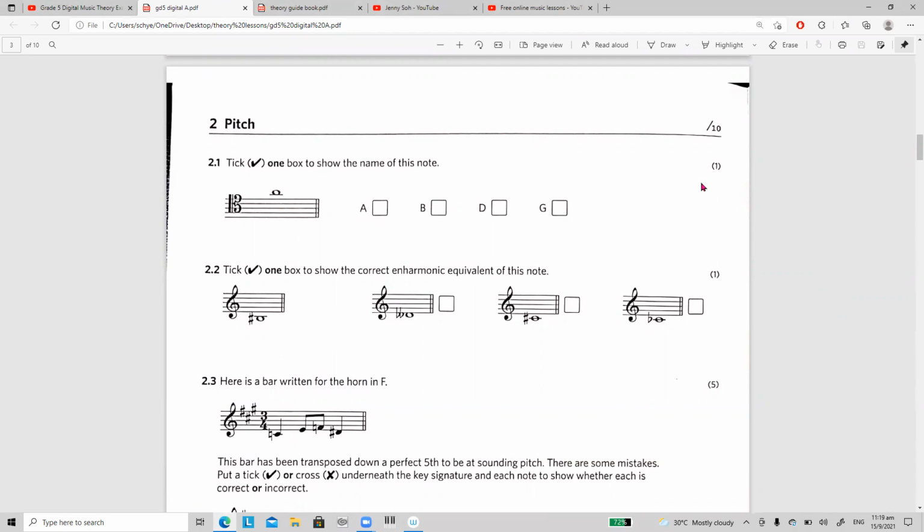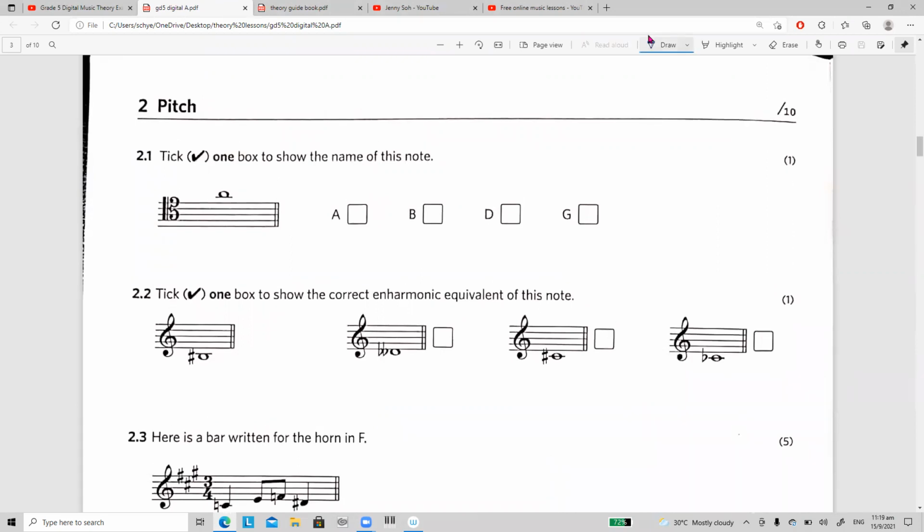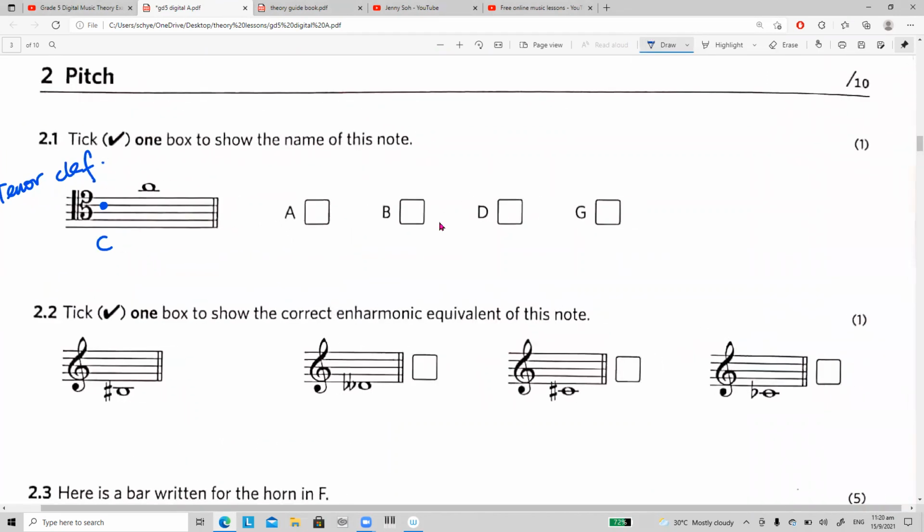For this question, look at the clef. This is a tenor clef. This is written in tenor clef, and the middle C is here. So from this middle C, you need to count upwards. So C is on the line. Next one is space, line, space.